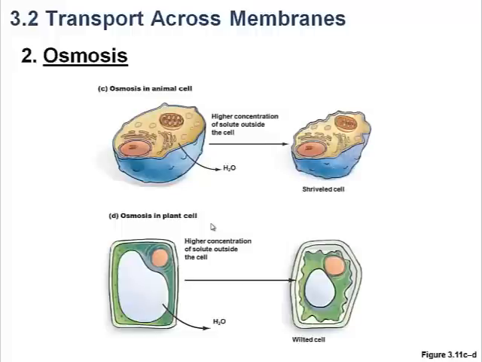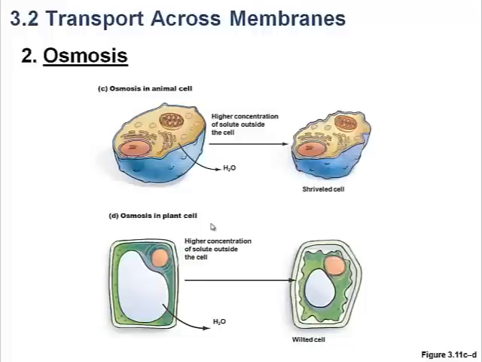Alright, now here's how osmosis affects both plant and animal cells. If we start at the top, we have osmosis in an animal cell. And so this could be a human cell or a cell from any other type of animal. If we place that cell into a solution that has a higher solute concentration outside the cell, then we have to ask ourselves, where is there more water? Is there more water inside the cell or outside? And the answer, if the solute concentration is higher outside, is that there's less water outside and more water inside. That means water is going to go from inside the cell to outside the cell, and the cell is going to shrivel as a result of that exodus of water.